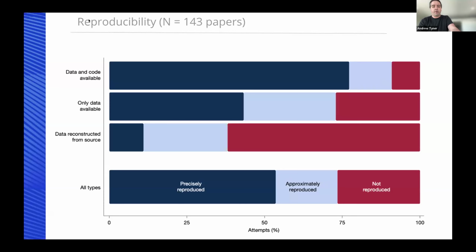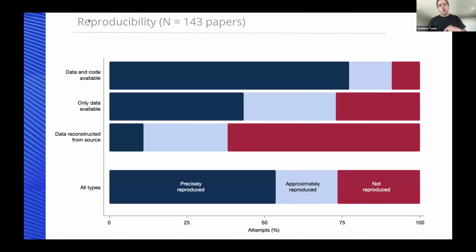Even when it's just the author's prepared data and the analyst has to supply their own code or make their own code based on the description in the paper, we still see a fairly high rate of reproduction. About 3/4 of them are reproduced, but a much larger portion of those are only approximately reproduced, right? So they're within a range of tolerability, but not the exact same values.